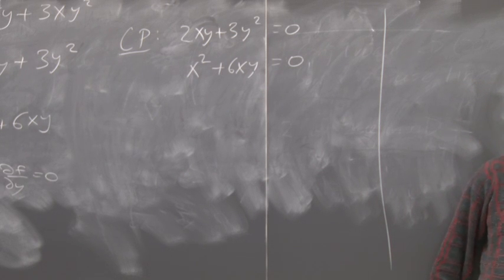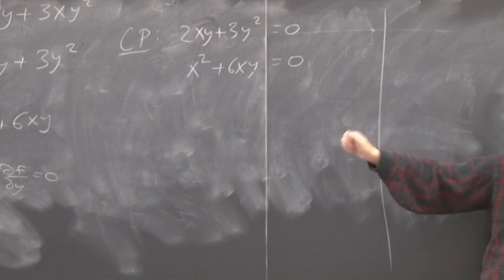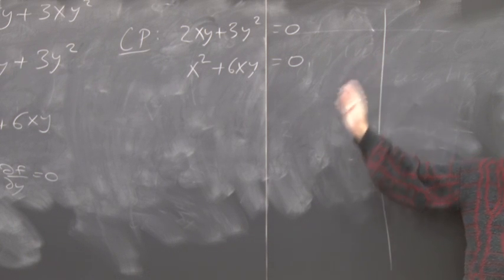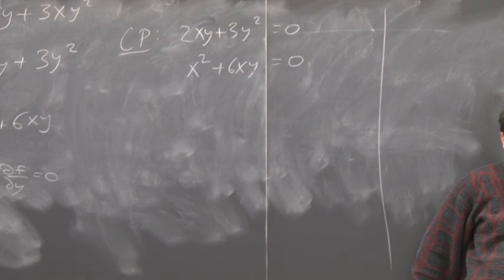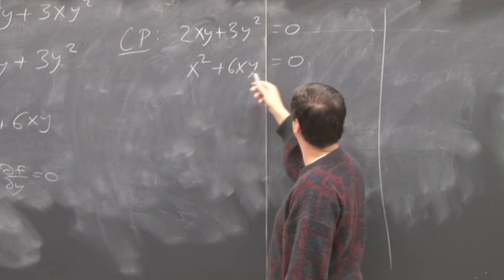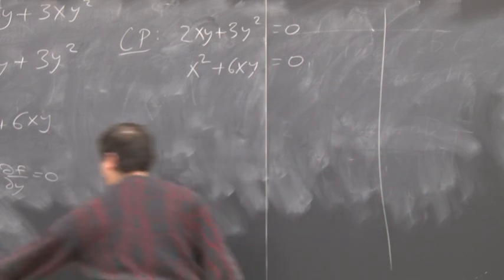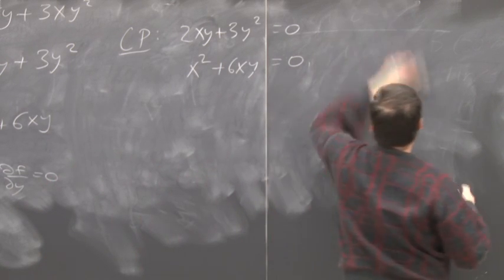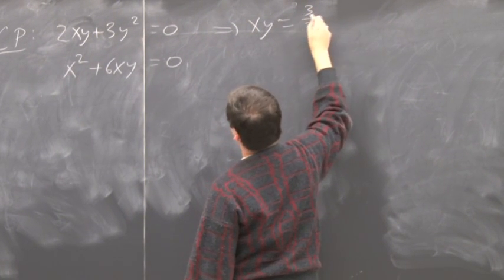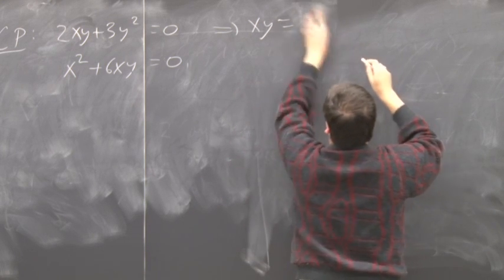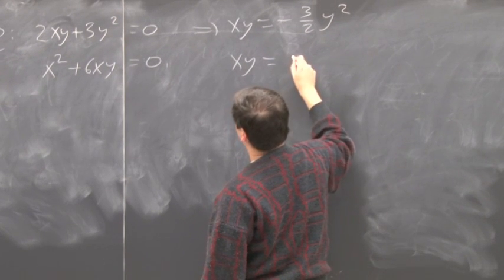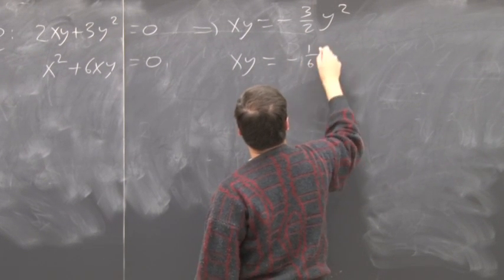So if you factor this, it's fine to factor and then say either x equals 0 or x plus 6y equals 0. You can't just factor out the x and cancel it, because you could divide by 0. So you've got to be very careful. One way I like to do this problem is to say, hey, look, I've got an xy here, I've got an xy here. This is the same as the following. I can write this as xy equals 3 halves minus 3 halves y squared. And I can write it as xy equals minus 1/6 x squared.